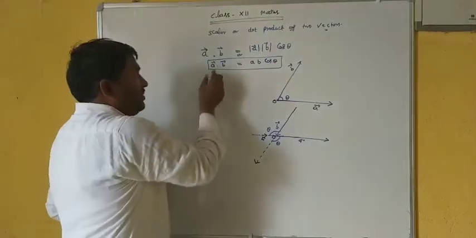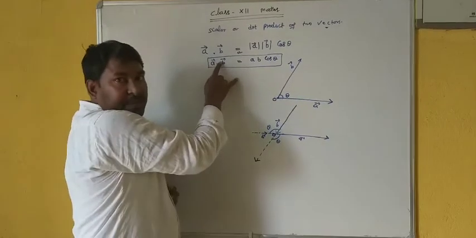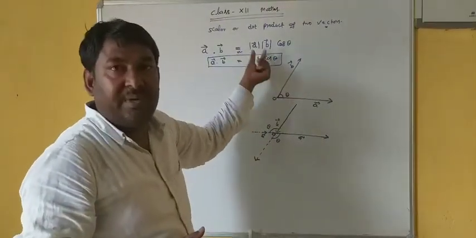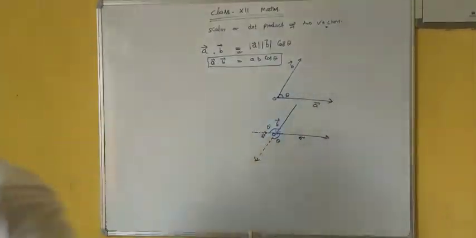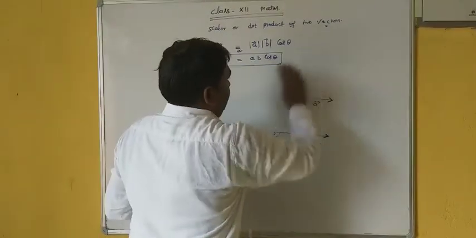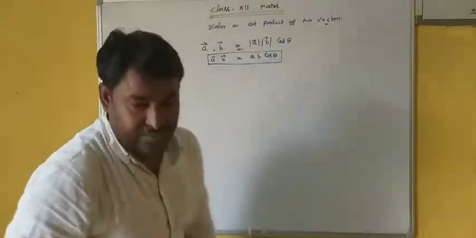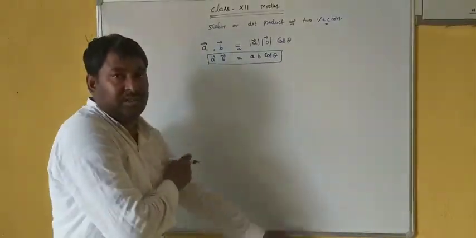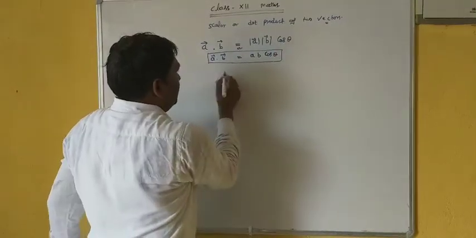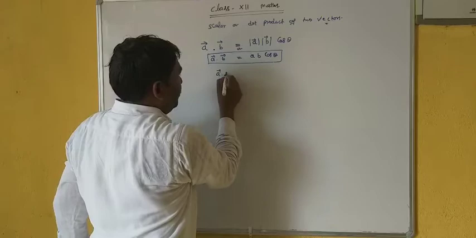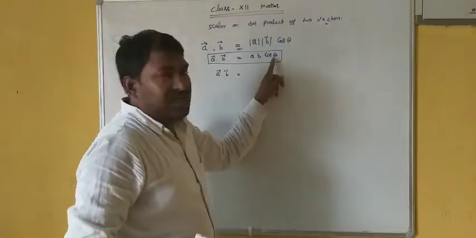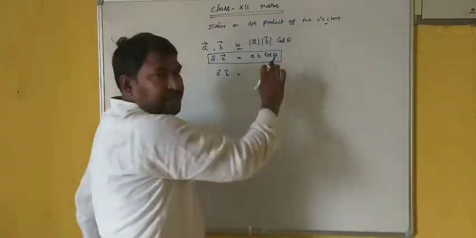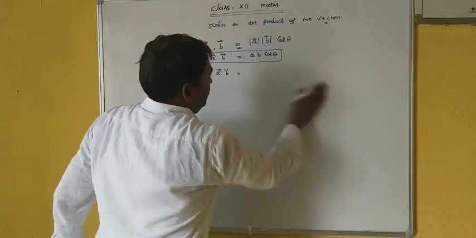Now see how the value of A dot B, the value of the dot product of two vectors, may be positive, may be negative, and may be 0. How? Just see. As we know, if theta is an acute angle, then A dot B, vector A dot B, since we know that theta is acute, acute means less than 90 degrees, then cos theta will be positive.